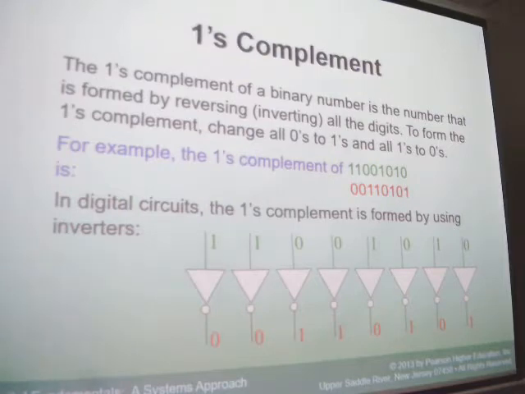34 equals 32 plus 2. So 2 to the power 5 plus 2. Yes. We use these rules.